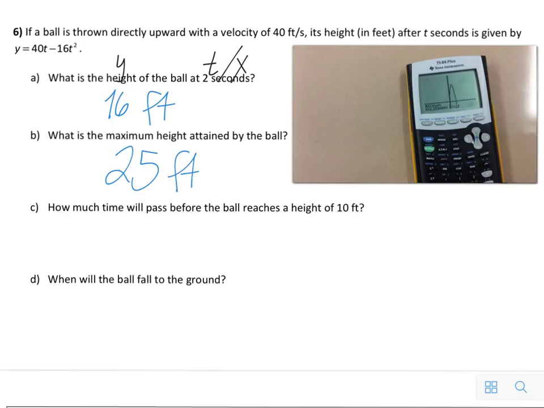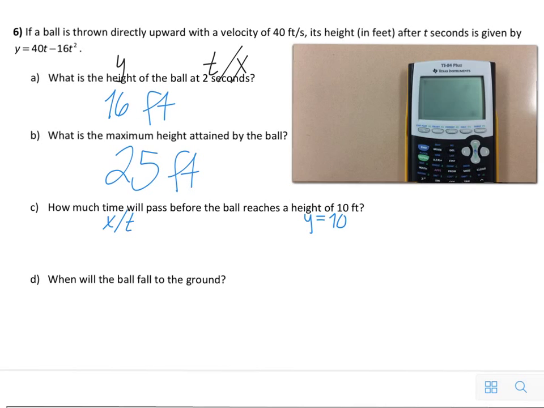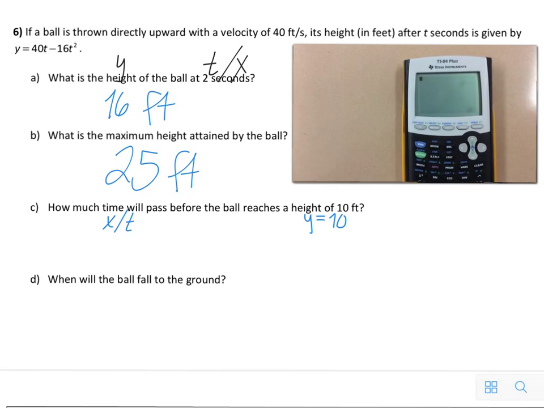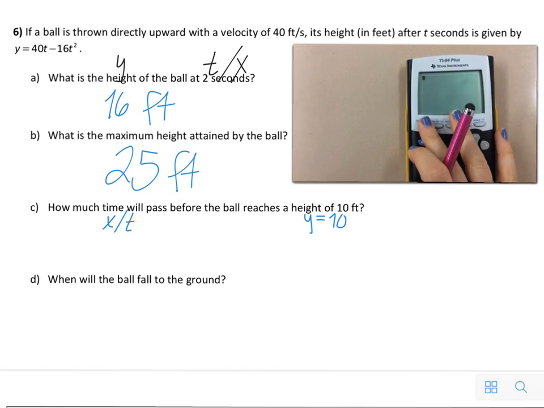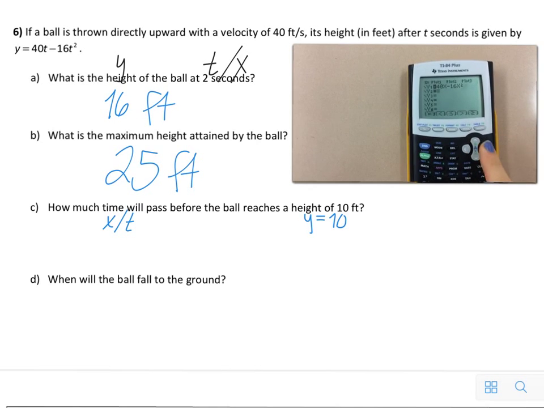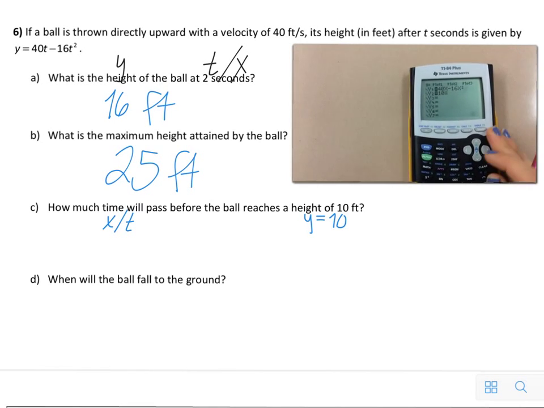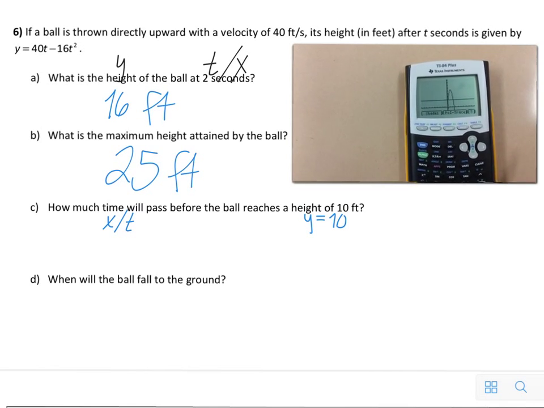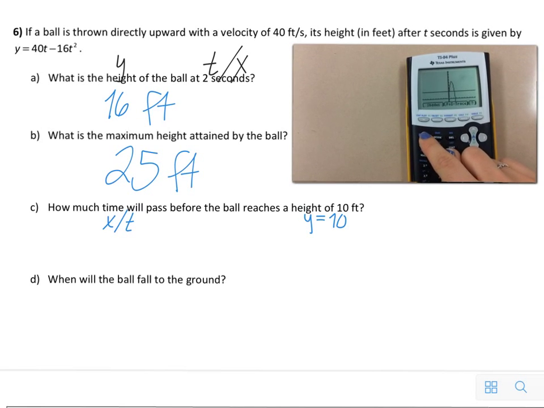And now part C: how much time will pass before the ball reaches a height of 10 feet? Again, this we know means our y is 10, and we're trying to find our x, or our t value. For part C, we need to find where y equals 10. So we're going to actually plot a line where y equals 10 on the graph. And then we're going to use our calculation feature again to see where the parabola intersects the line. As we can see, there are going to be 2 different values.